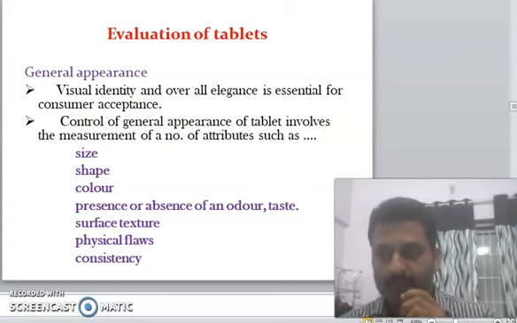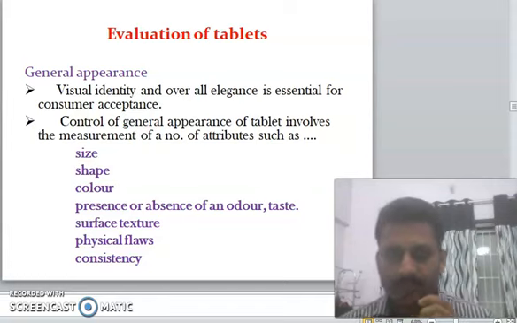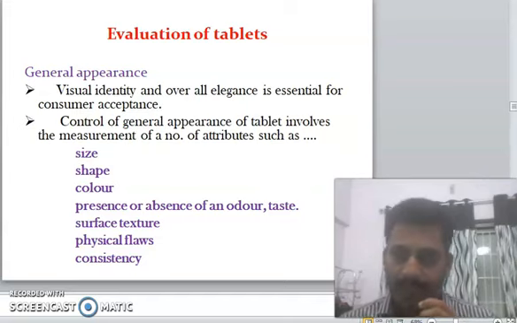So what are the various tests to be carried out to ensure the quality of a drug product? That is called the quality control test, or it is also called the evaluation test for tablets. And this evaluation test or quality control test for tablets can be classified under different headings. One classification that we can explain is with respect to the step of the manufacturing process. The tests to be conducted at different steps.